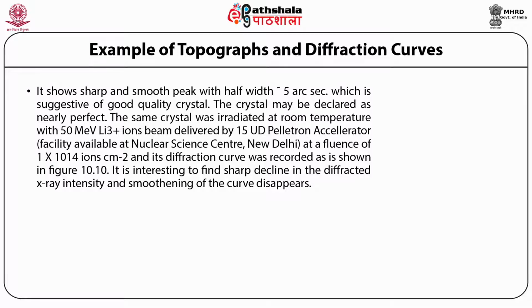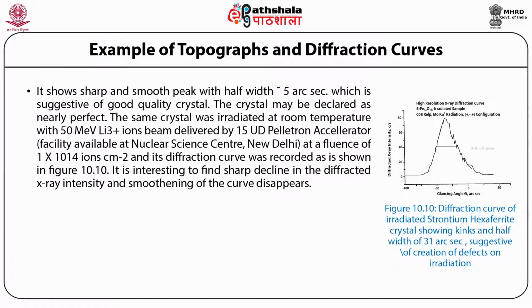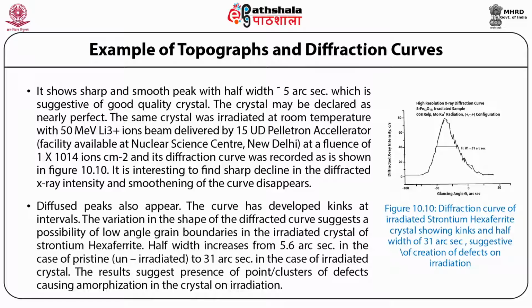The same crystal was irradiated at room temperature with a 50 MeV Li3+ ion beam delivered by the 15 UD Pelletron accelerator, a facility available at the Nuclear Science Center, New Delhi, at a fluence of 1 x 10^14 ions per square centimeter, and its diffraction curve was recorded as shown in Figure 10.10. It is interesting to find a sharp decline in the diffracted X-ray intensity, and the smoothness of the curve disappears. Diffused peaks also appear. The curve has developed kinks at intervals.